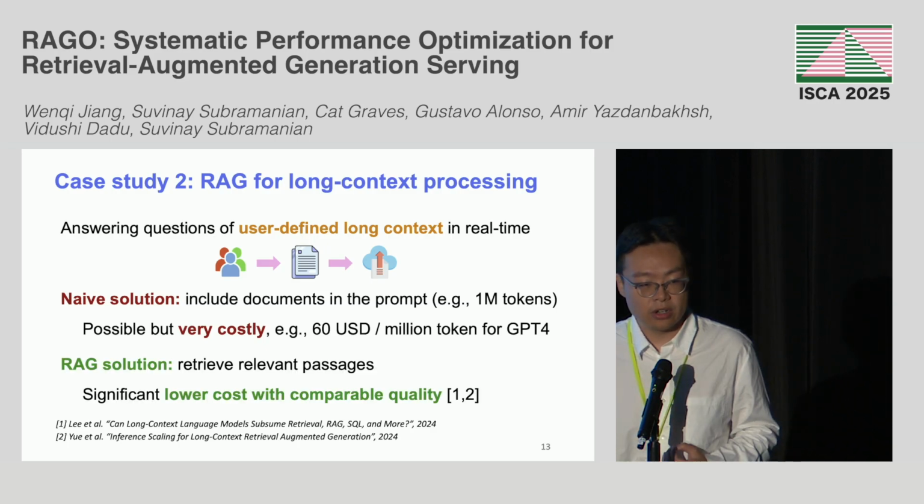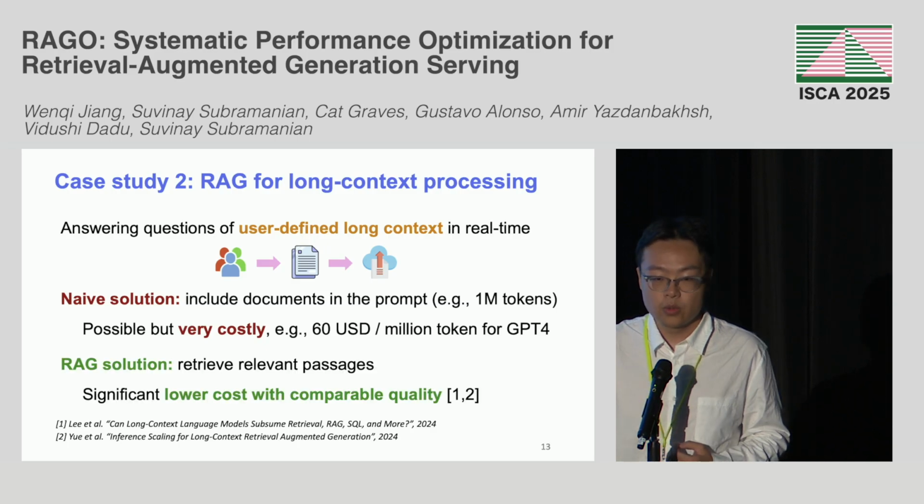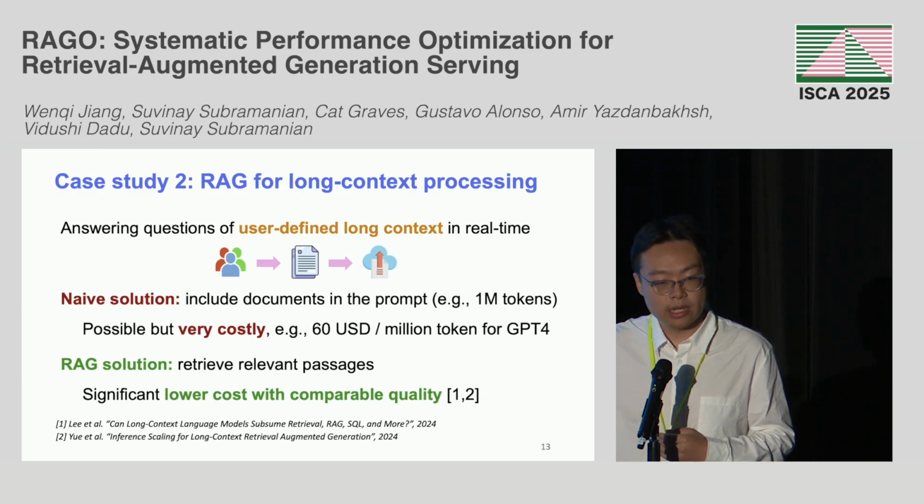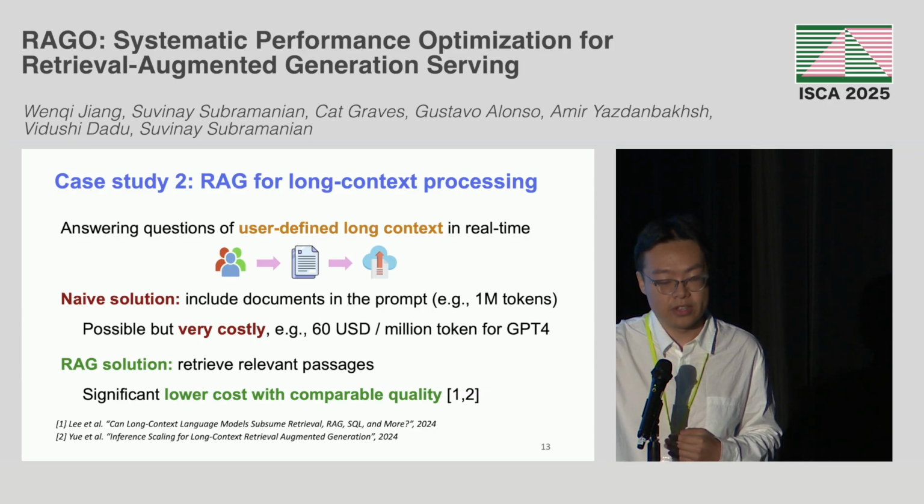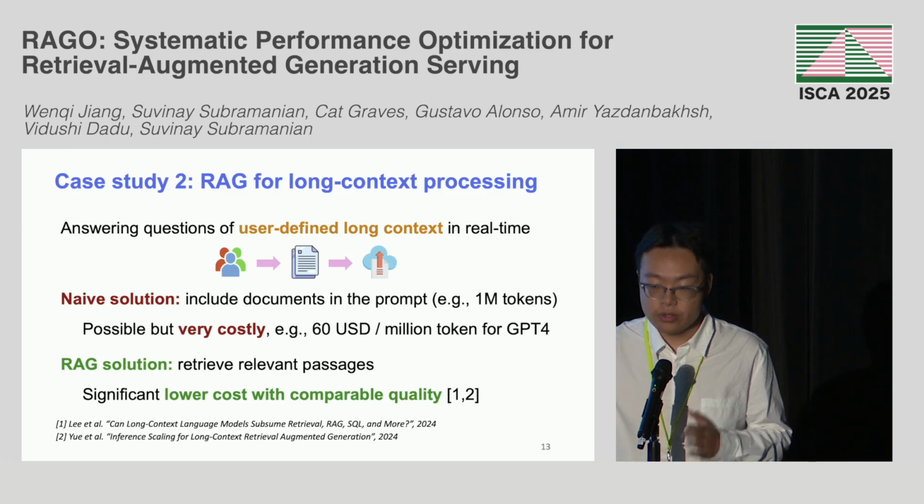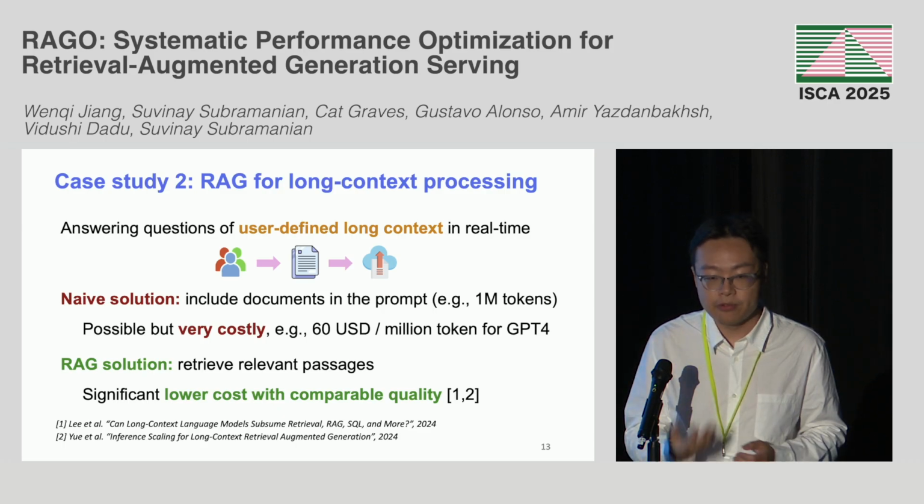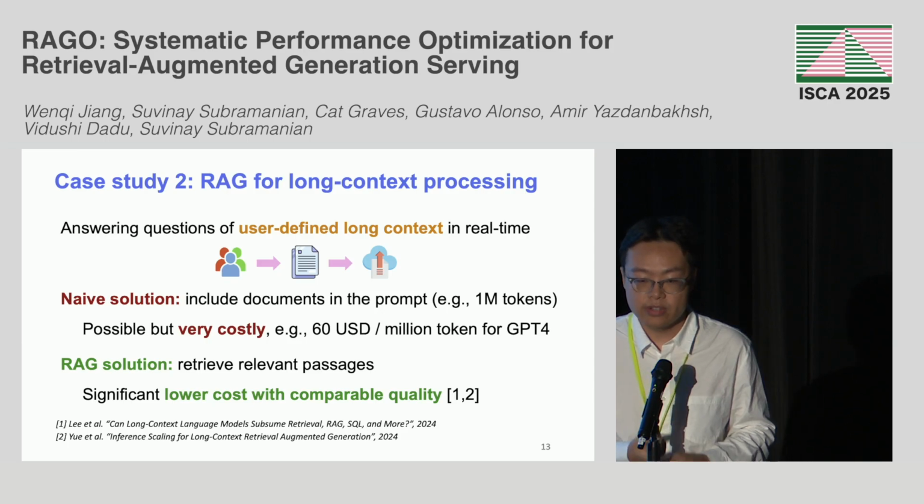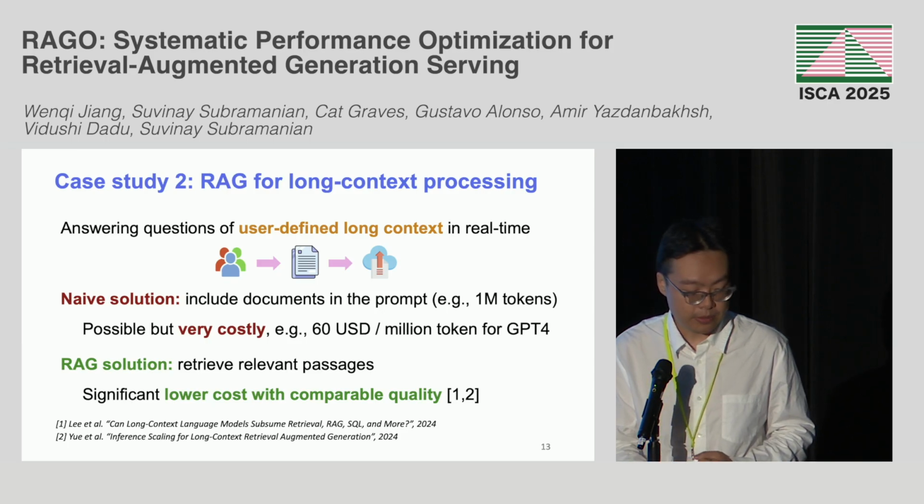So a more efficient alternative here is to use RAG, where we construct this database at runtime and then only retrieve some relevant passages into the prompt of the larger LLM. And by reducing this prompt size, we can actually save the performance cost by hundreds to even thousands of times and still achieve similar generation quality.